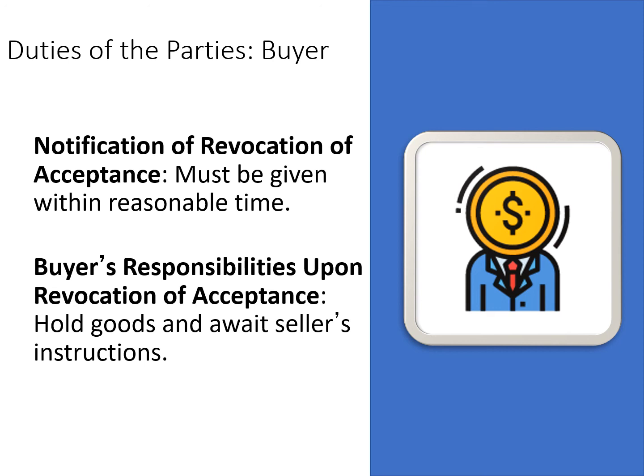But the buyer would have to make this revocation within a reasonable time. What's reasonable? It just depends upon the circumstances. After the buyer has informed the seller that they are revoking the goods, the buyer is supposed to hold the goods, i.e., stop using them, stop selling them, and await the seller's instructions. And what that means is about how the seller is going to get them back from them.